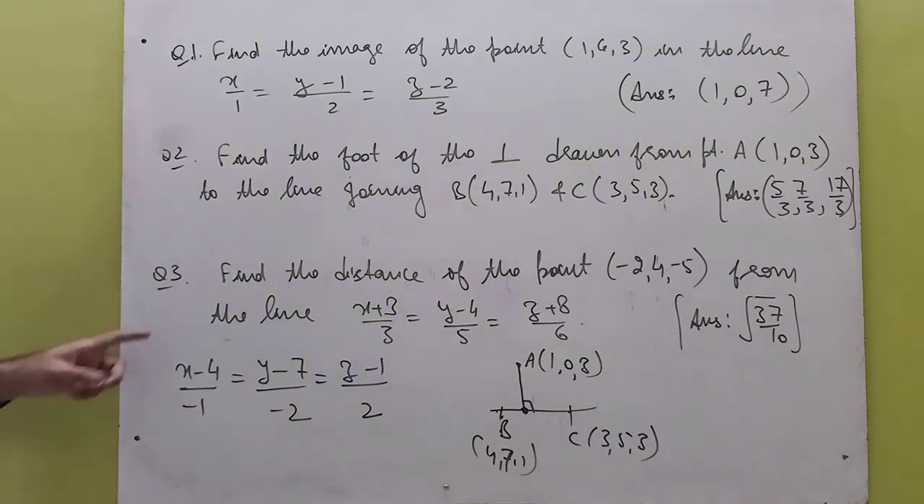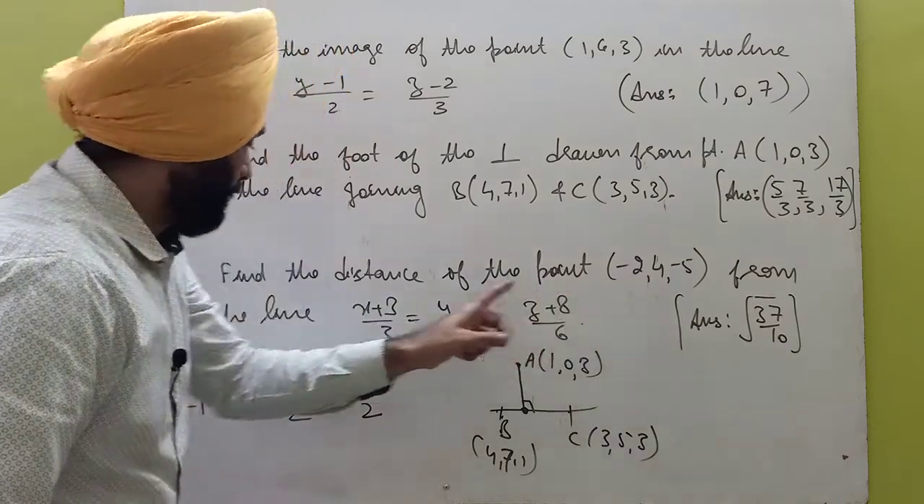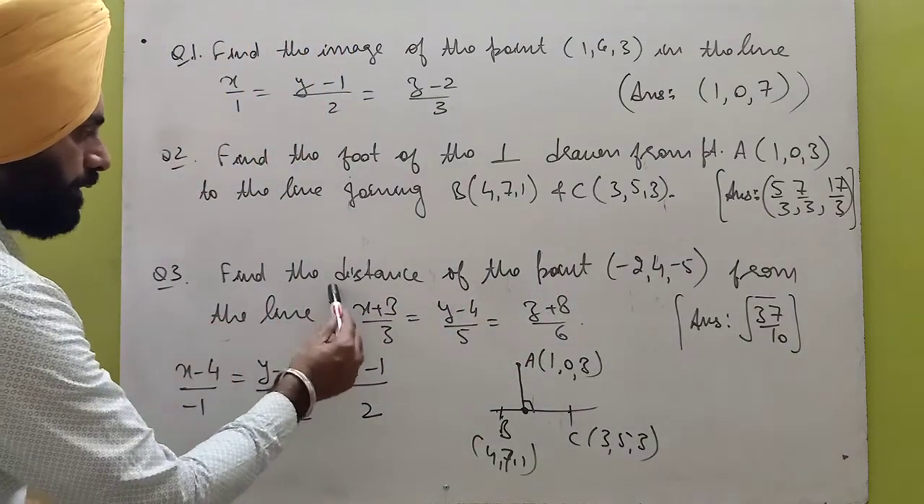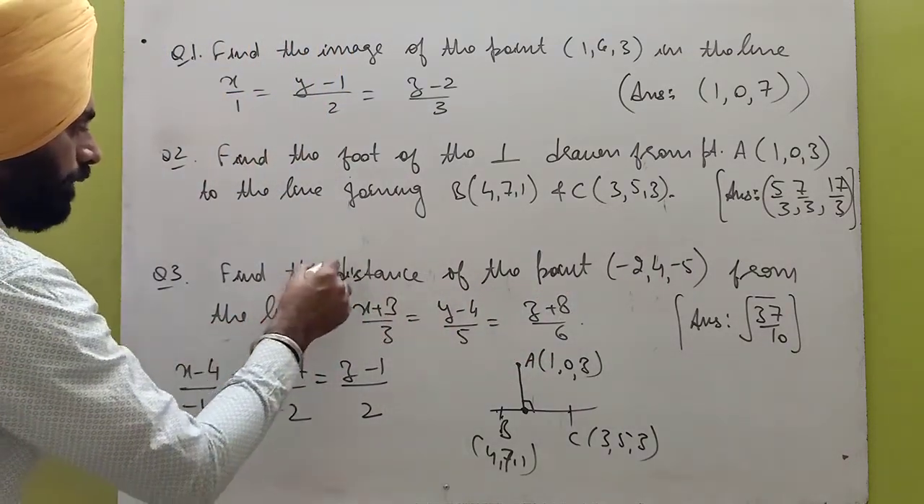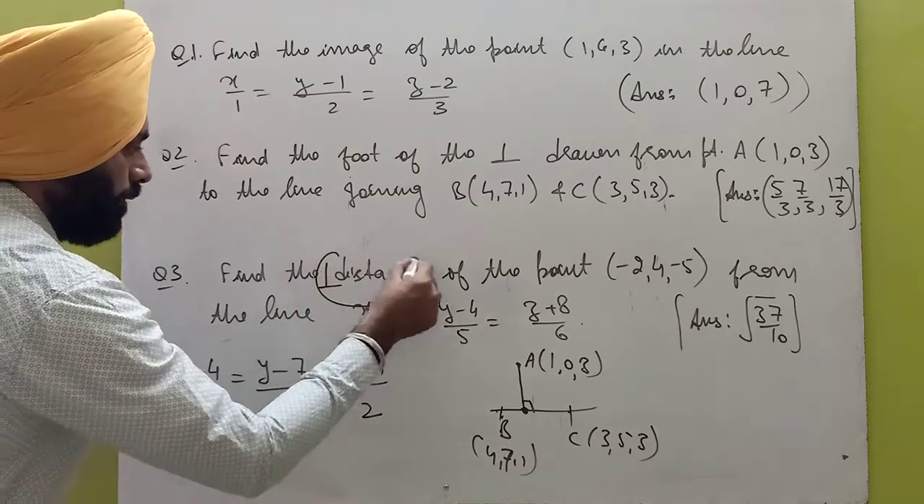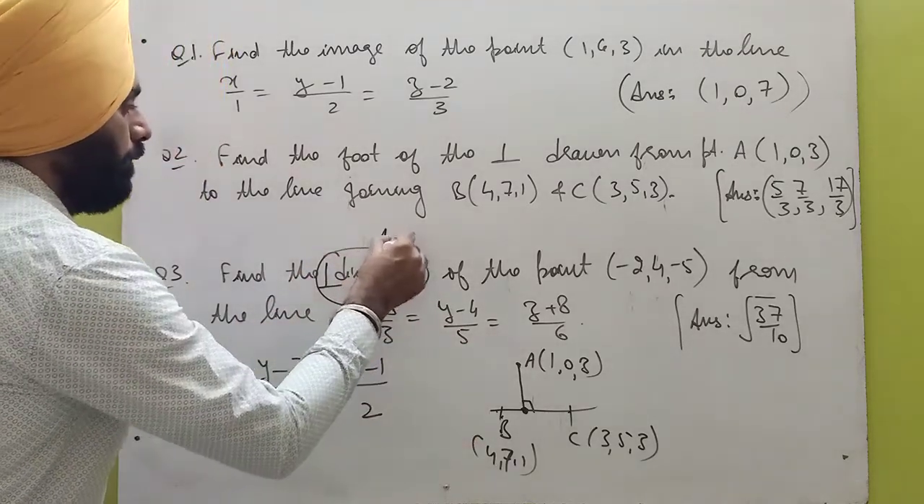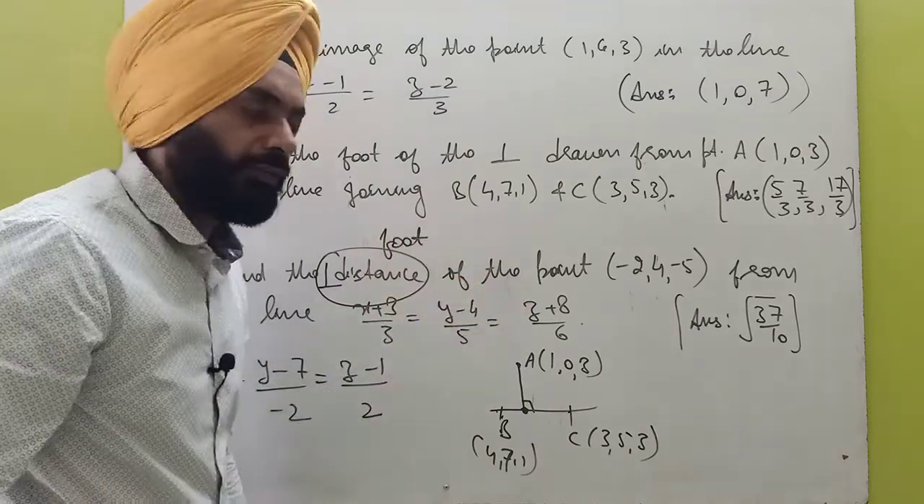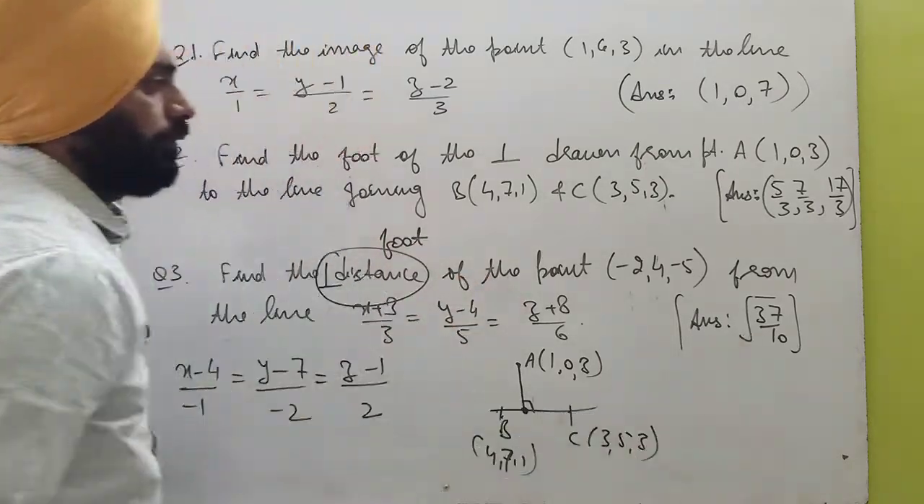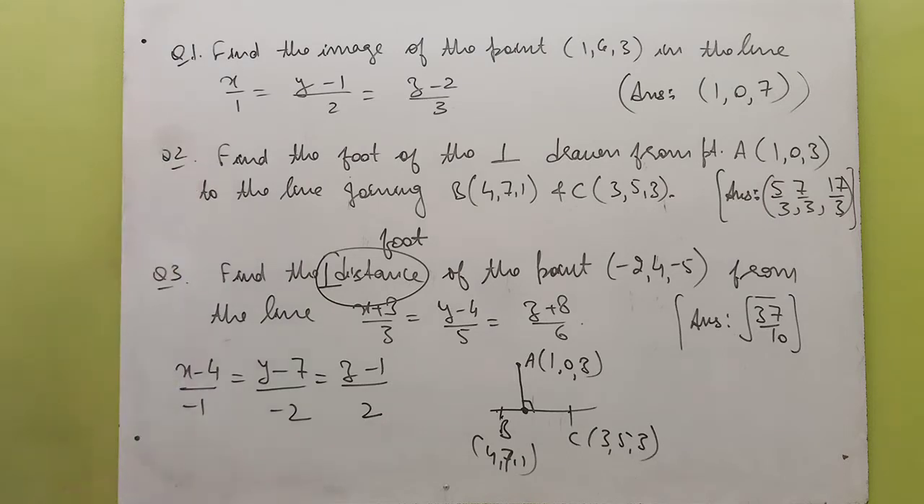And in the third question, find the distance of the point from this line. Distance means perpendicular distance. And first of all, you have to find the foot of the perpendicular. Then you can find the distance, and this will be the answer. So in this way, you can try all these questions.